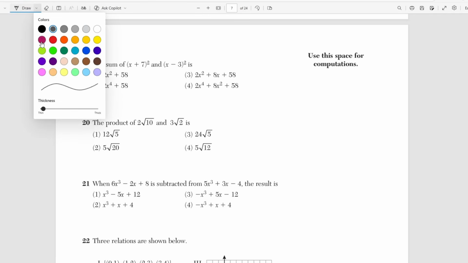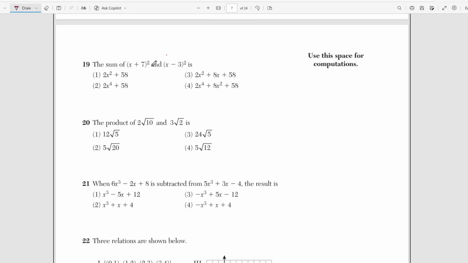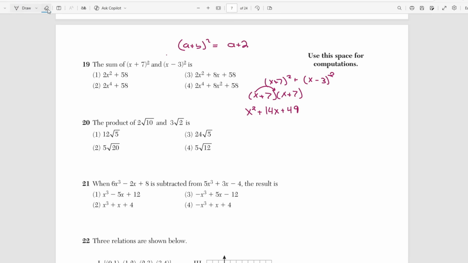All right, number 19 says the sum of x plus 7 squared and x minus 3 squared is what? Okay, so we're just doing x plus 7 squared plus x minus 3 squared. So to do this, we can just expand both of these. So x plus 7 squared is the same thing as saying x plus 7 times x plus 7, which is the same thing if you multiply it out as x squared plus 14x plus 49. Okay, remember that a plus b squared is equal to a squared plus 2ab plus b squared.